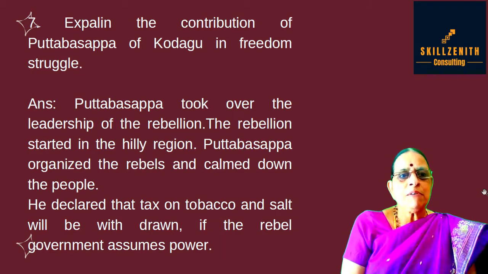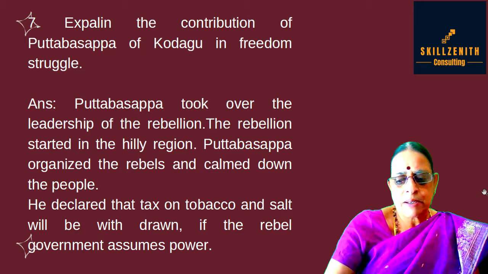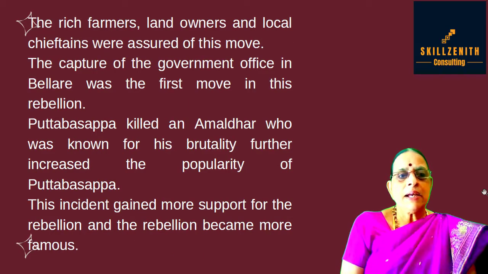Explain the contribution of Puttabasappa of Kodagu in freedom struggle. Puttabasappa took over the leadership of the rebellion. The rebellion started in the hilly region. Puttabasappa organized the rebels and calmed down the people. He declared that tax on tobacco and salt will be withdrawn if the rebel government assumes power. The rich farmers, landowners and local chieftains were assured of this move.